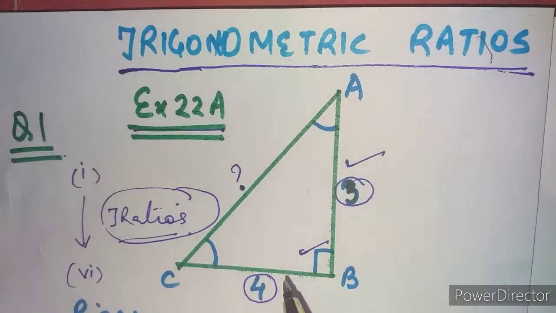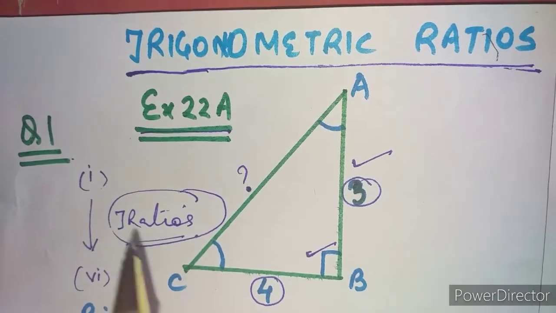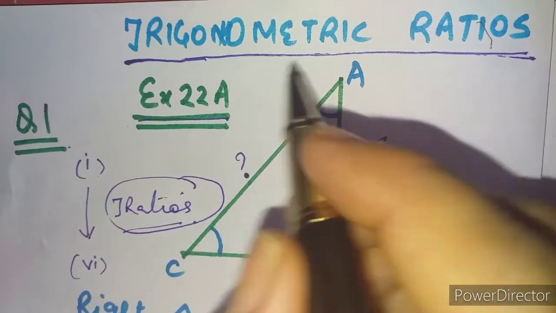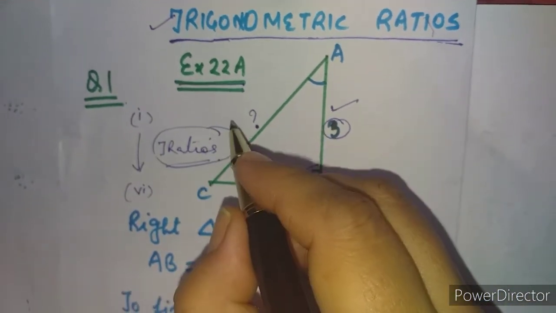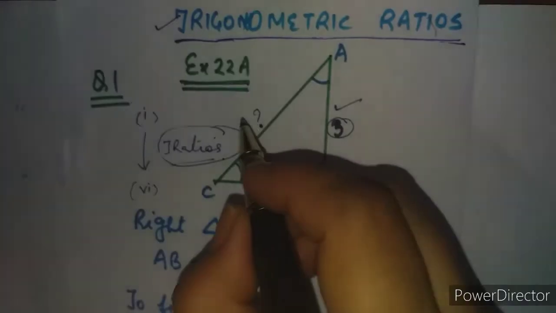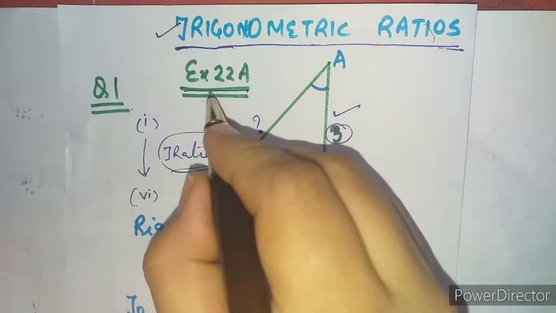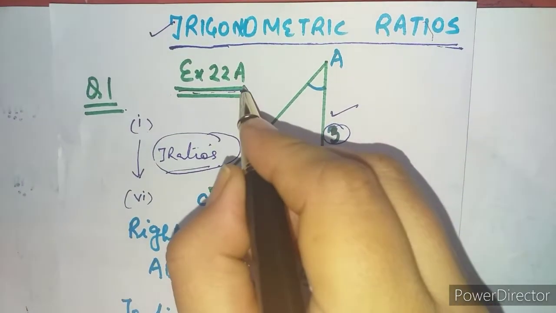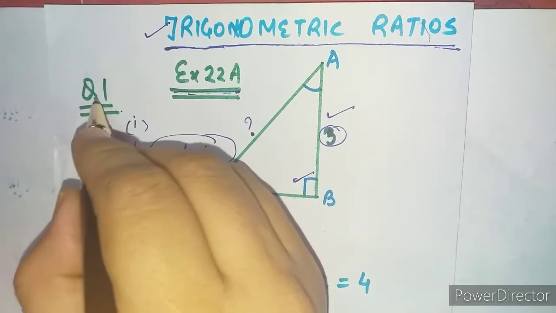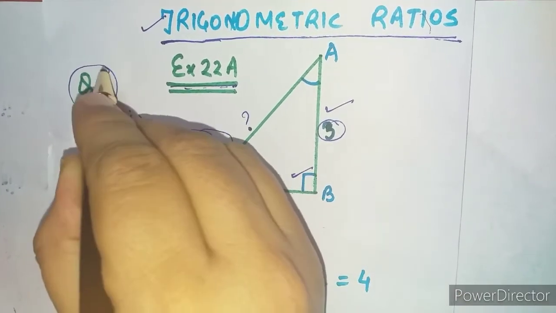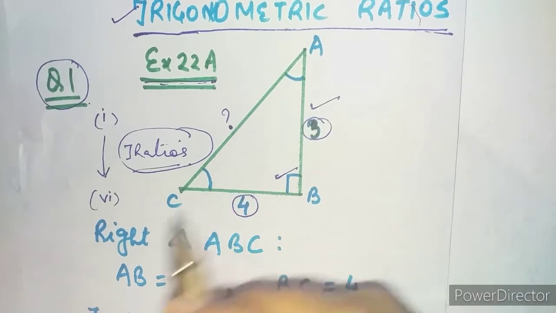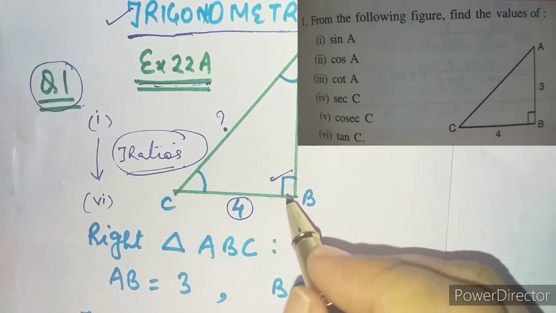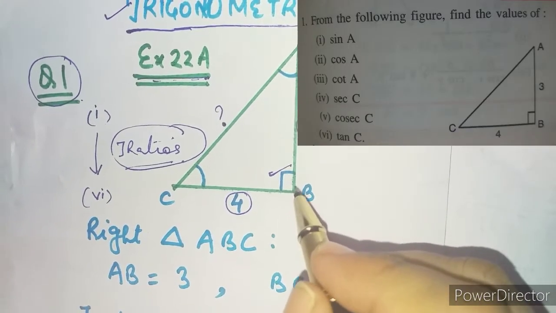In my last capsule of trigonometry, I told you the 6 formulae of the 6 trigonometric ratios. Today, in this third capsule, I have taken up one question of exercise 22A of your 9th class book, and I have chosen question number 1 in order to explain the application: how to solve the right triangle.